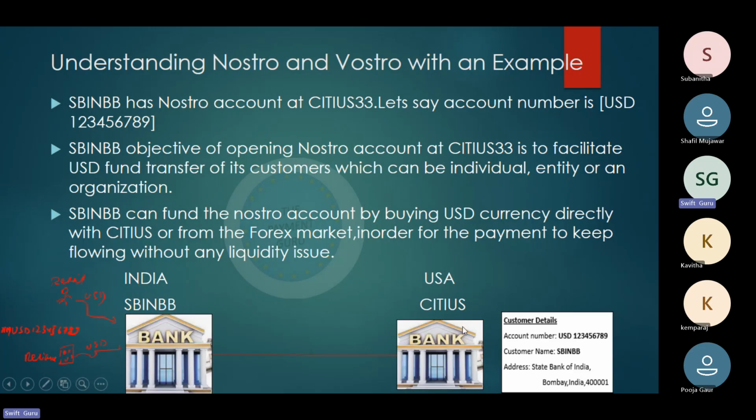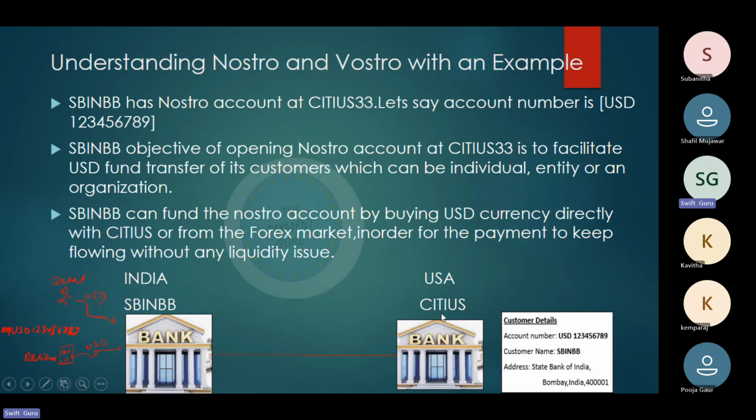Now, State Bank of India has opened up an account here in CTS Bank. What is their objective basically? Open up an account, ensure the fund is available in the account, and use that balance to make all the credits which State Bank of India received an instruction to make a transfer. That's the whole objective.